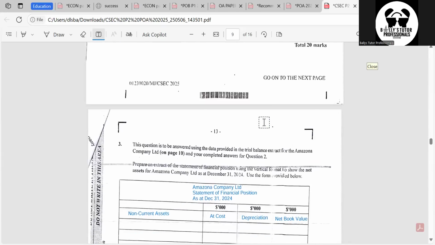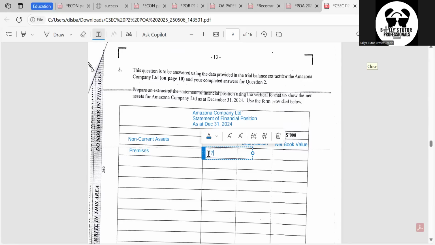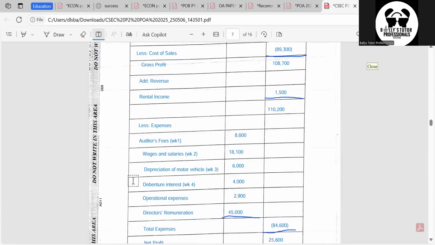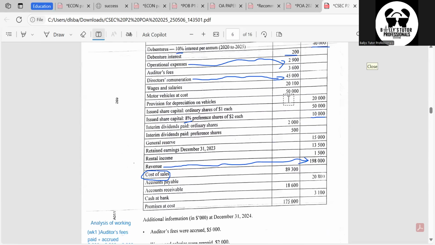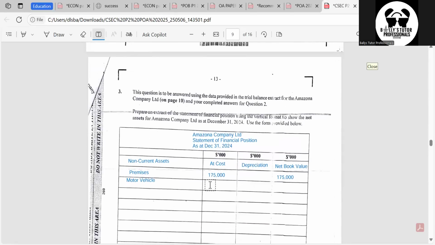So that'll be easy. So we come here, premises. The cost of it is 175,000. There's no depreciation, so the net book value is 175,000. And we go into the motor vehicle. And the cost of the motor vehicle was 50,000, if I remember correctly, from all the way back in number 2. Still find this weird, but what can you do? 50,000.